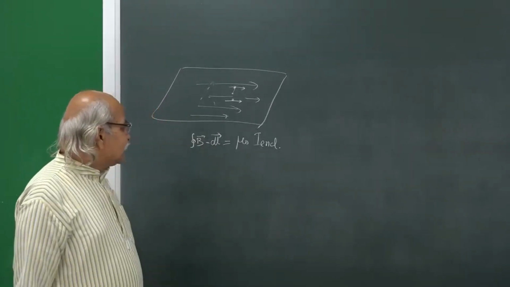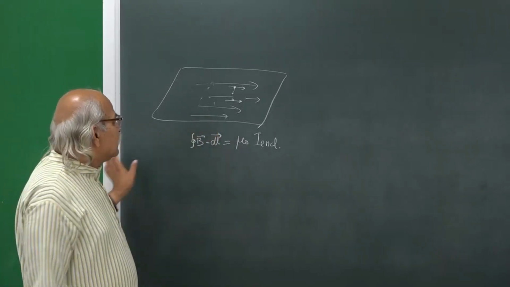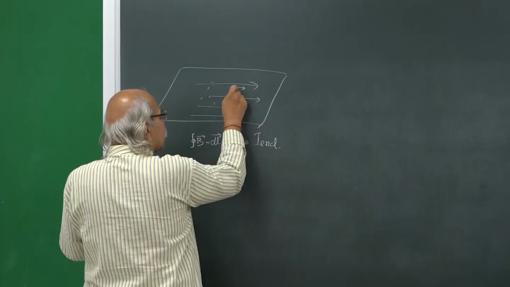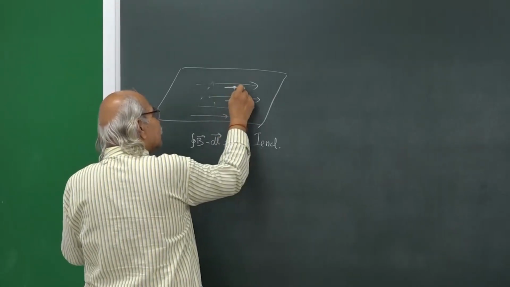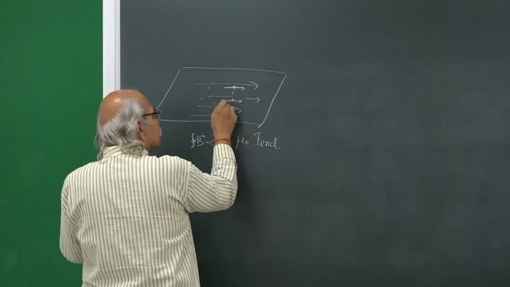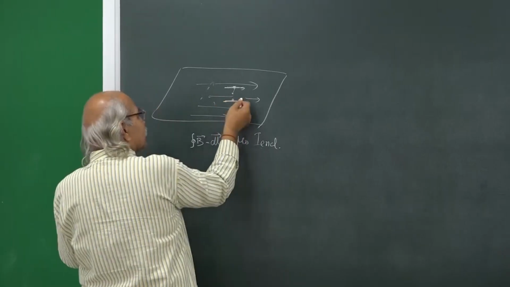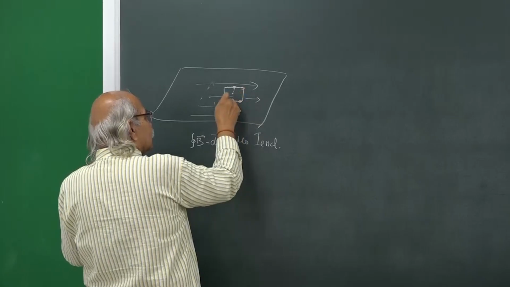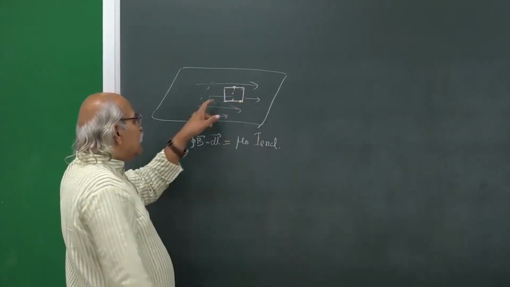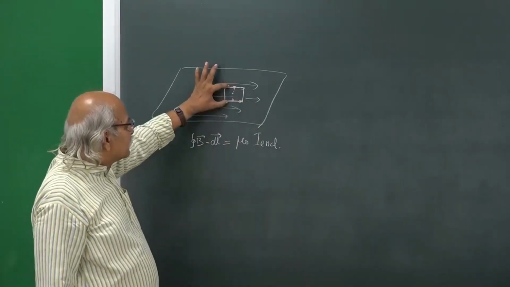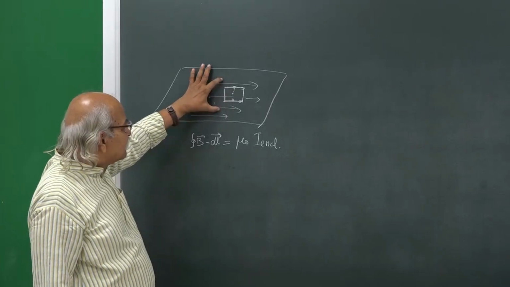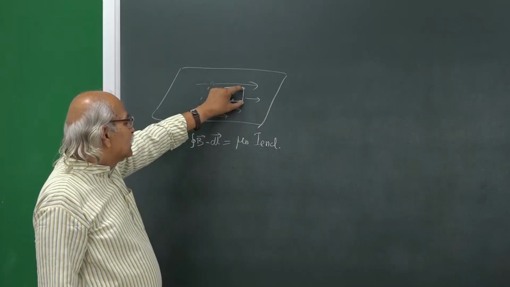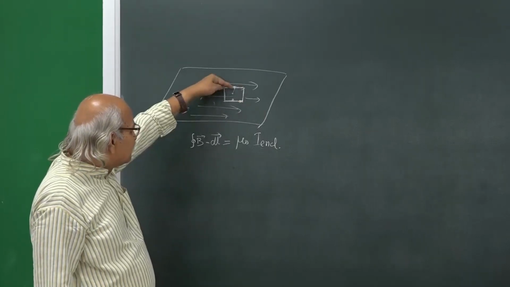So, for getting that relation, we will take a loop of this kind. This is the point above the surface, we will draw a line here, and then below the surface we draw a parallel line here, and then we will connect it. These lines are parallel to the surface in the direction of current, and these lines are perpendicular to the surface because this point is above and this point is below.